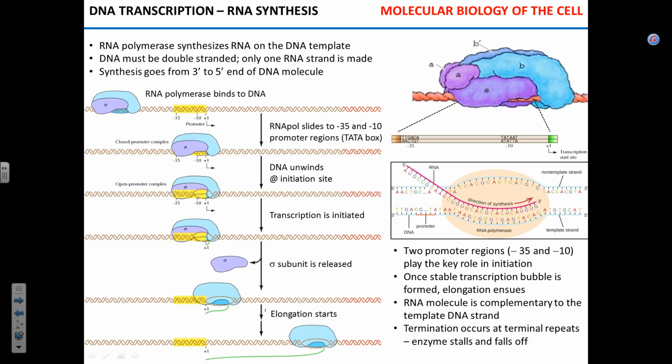Now, transcription. You have DNA. In the very basic form, you have DNA. And the result of transcription is RNA.